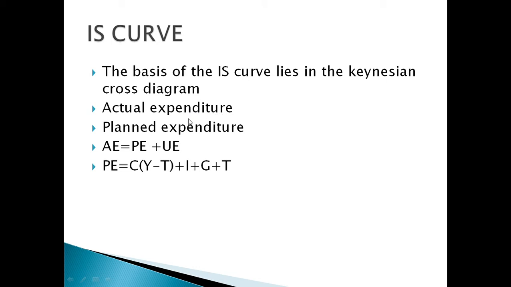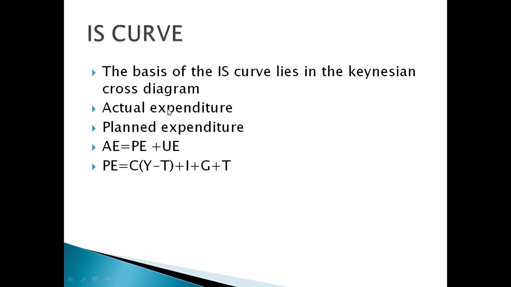The planned expenditure is the intended expenditure. That is the spending that the consumer or the investor or the government intends to make, which is what we call the planned expenditure. Now, let me elaborate my explanation so that we can understand better, because without understanding this well, I'm scared that we might not understand the IS curve.